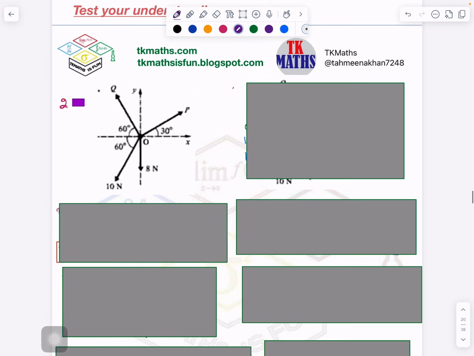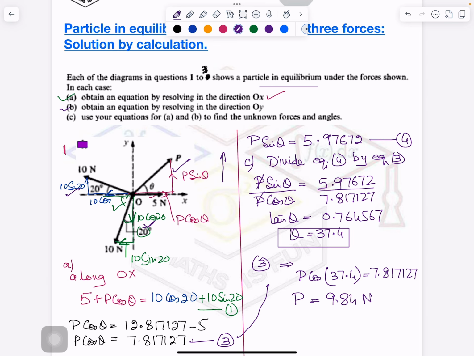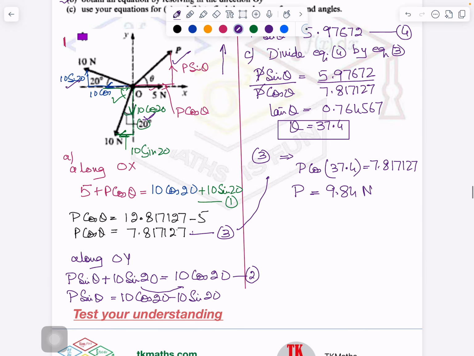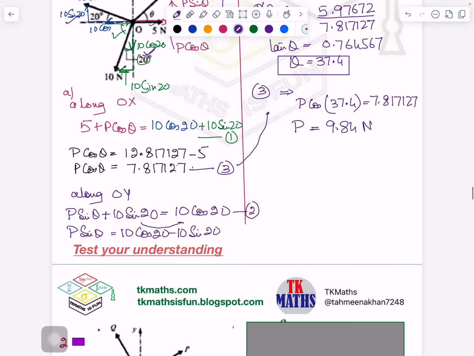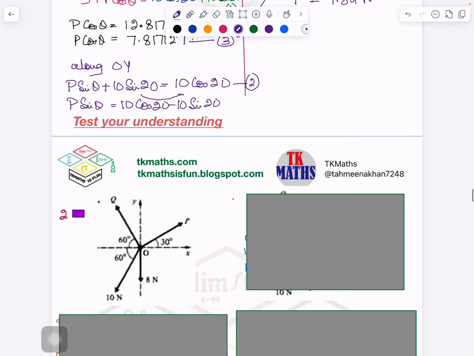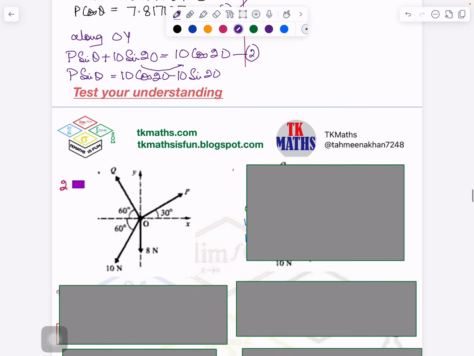So now it is the test of your understanding. By the way, if the examiner is not asking for the exact form, you can use a calculator. And of course, except sine 30, 60 and 45, we don't get exact answers. So mostly when an exact answer is asked, the angle must be given as 30 or 60, like in this question.